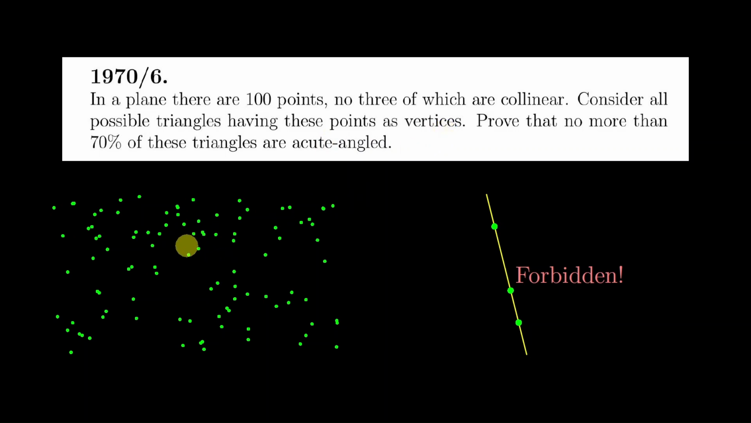Okay, from these 100 points, we examine every triple of points. Now we see why the problem specified no 3 collinear points. That way, every triple forms a legitimate triangle, not a degenerate triangle. Finally, what's the problem asking? Prove that no more than 70% of these triangles are acute angled.